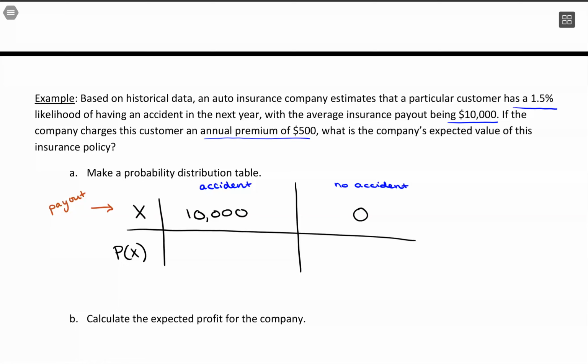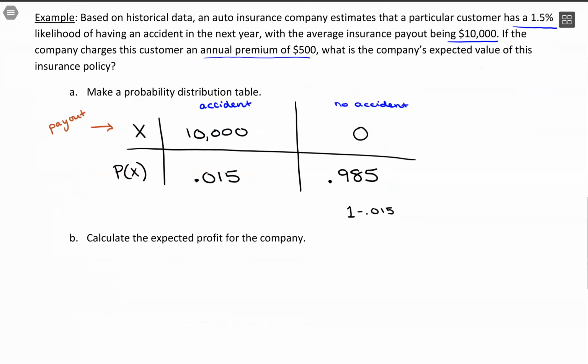They tell us that the probability of them having to do this $10,000 payout is 1.5%. So this will be 0.015, which means for the probability of no accident, we just need to think about the complement. So 1 minus 0.015, which is 0.985. Now we have this table that shows this 1.5% chance of having that $10,000 payout, and then this 98.5% chance of no payout. So let's talk about expected payout.